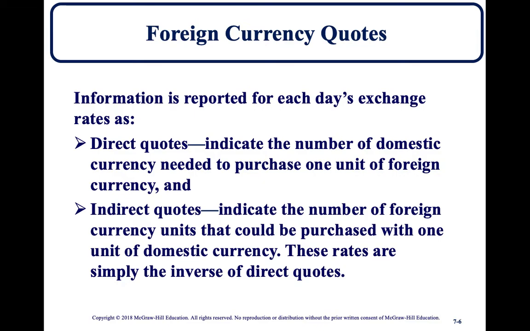So what we can see is there are two types of quotes: a direct quote and an indirect quote. With the direct quote, we're asking how many US dollars we need to purchase this currency. So if we were to buy pesos, we would ask how many US dollars do I need to purchase 1 peso. That would be a direct quote. An indirect quote would be how many pesos do I need to purchase $1? So the other way around.